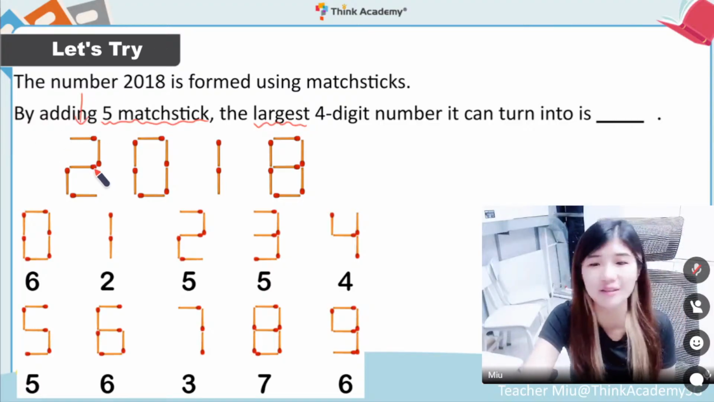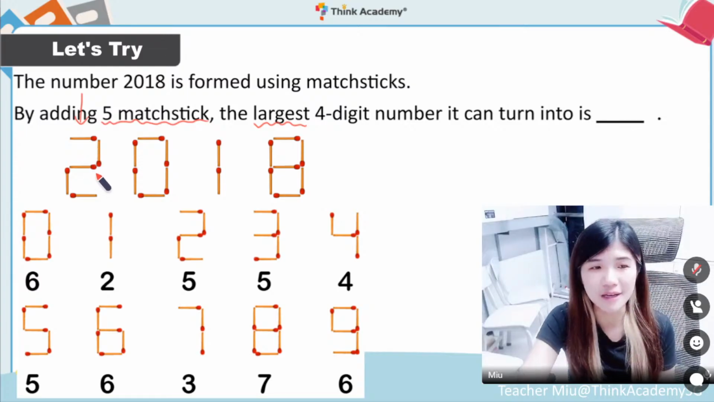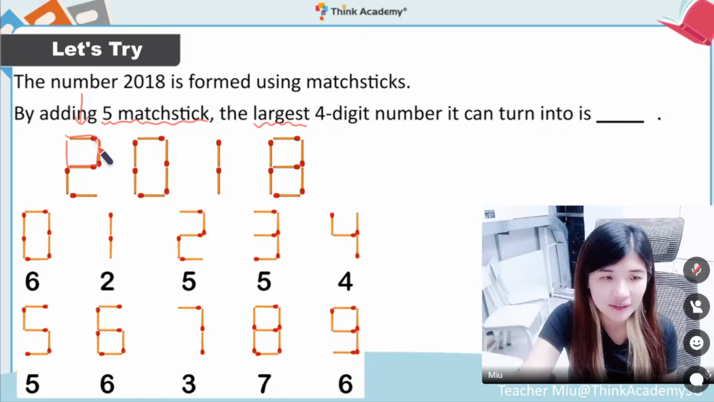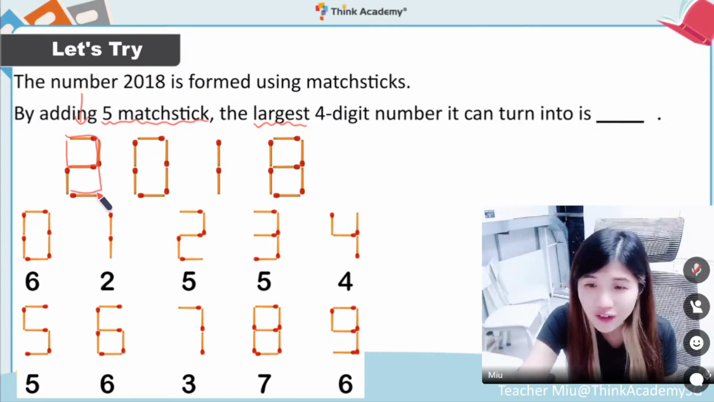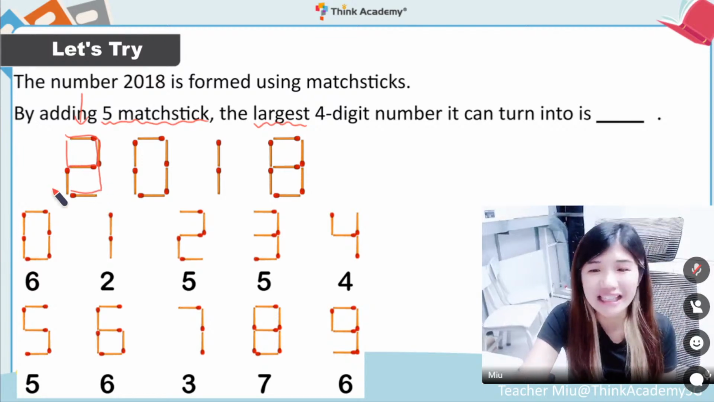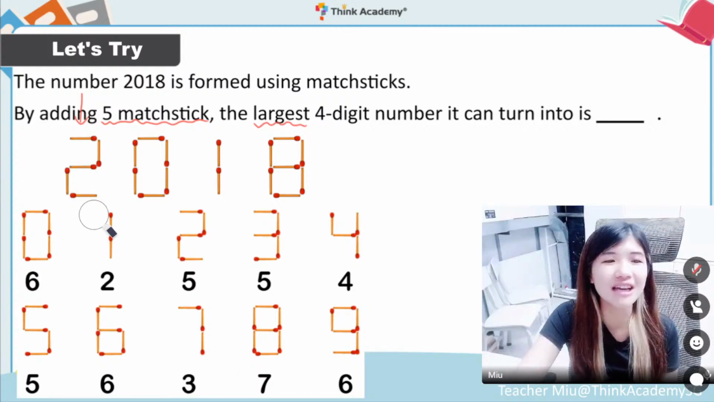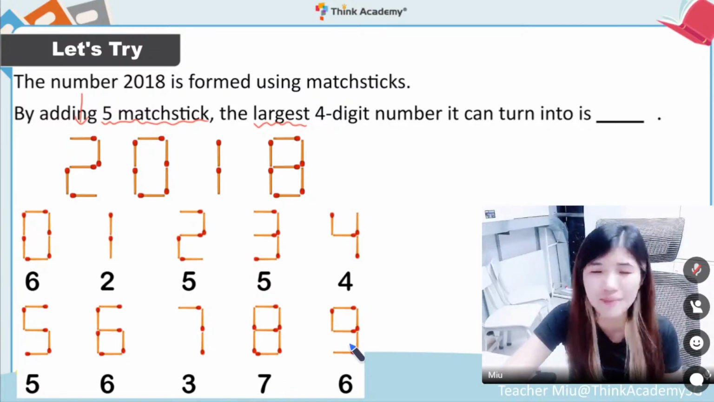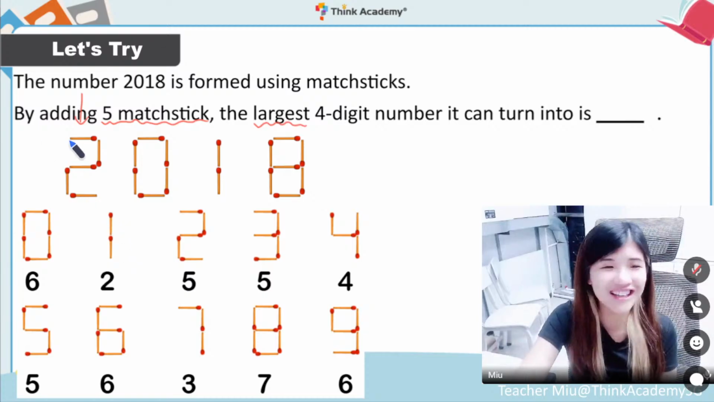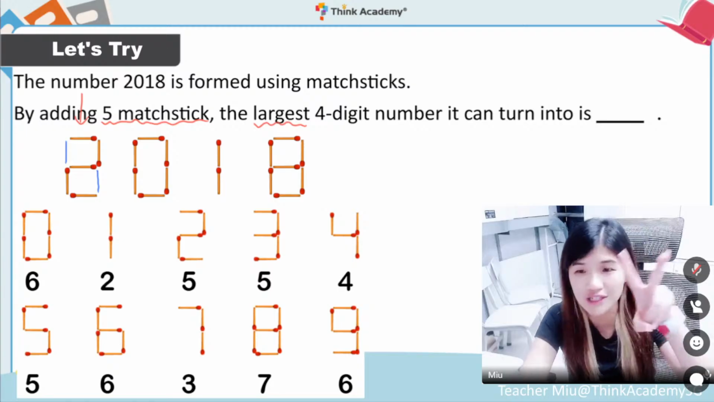Okay, look at the highest place, the thousands place, 2. How can we make it as big as possible? Can we make it into a 9? Of course not, because when you make a 9, what happened to these matchsticks? Okay, if we cannot make it a 9, can we try another number? We make it into 8, so we can just put 2 matchsticks here to make it 8. Now we have used 2 matchsticks already, and we still have 3.